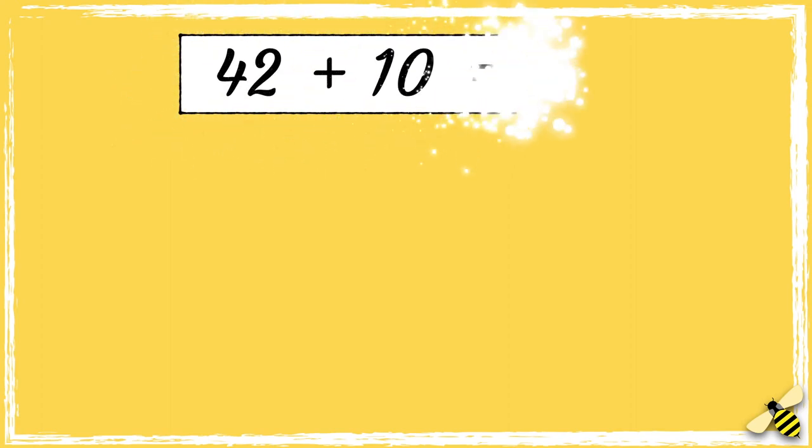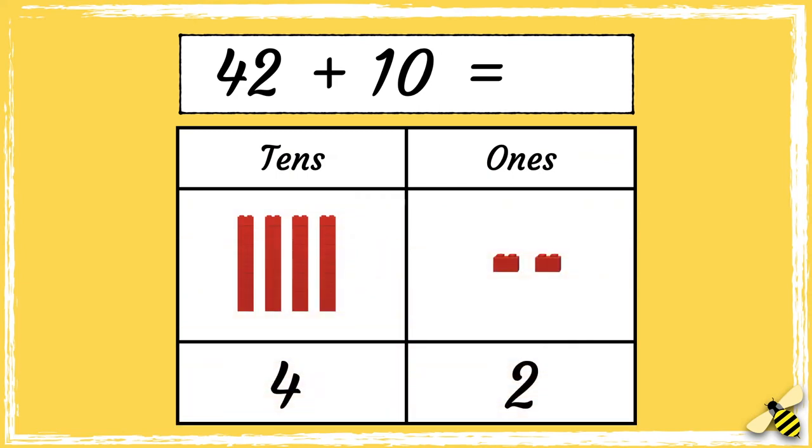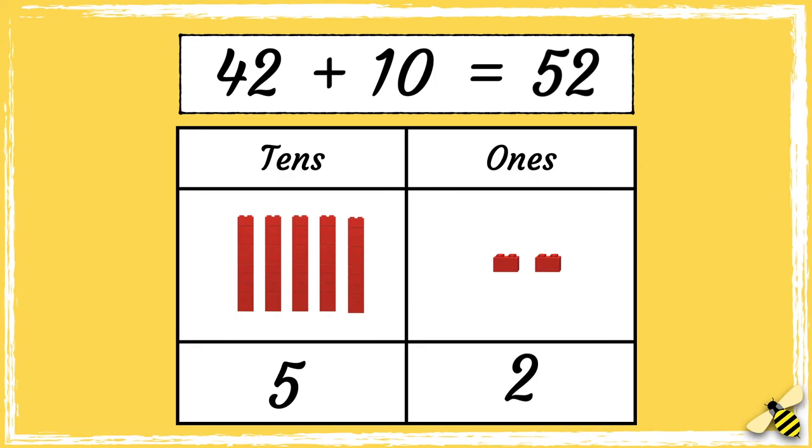Here is the number sentence, 42, add 10. Let's use a place value grid to help us. When we add 10 to a number, we need to look at the tens column. So let's add 1 ten. So 4 tens becomes 5 tens. So 42 add 10 equals 52. Remember that when we add 10 to a number, the ones column stays the same.